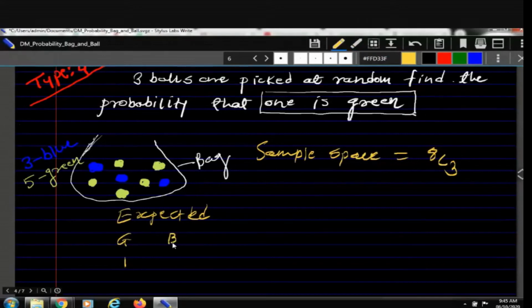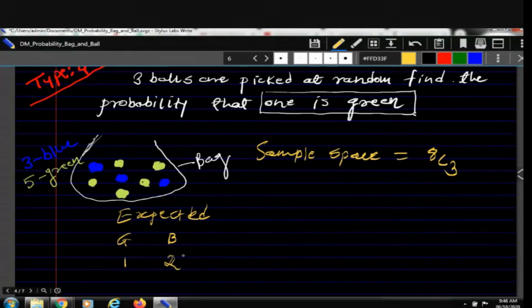So how many blue balls will be there if one is green? Total 3 balls are there that you want to select. Out of that, you expect that one is green. Then what should be the remaining balls? The remaining balls will be blue balls. And how many? Two balls. So one green and two blue.